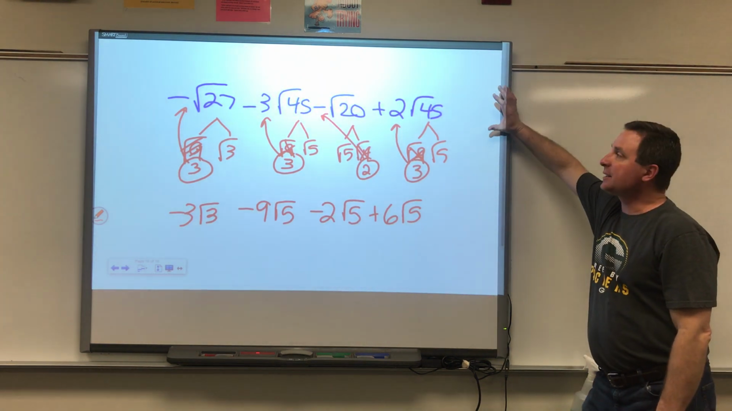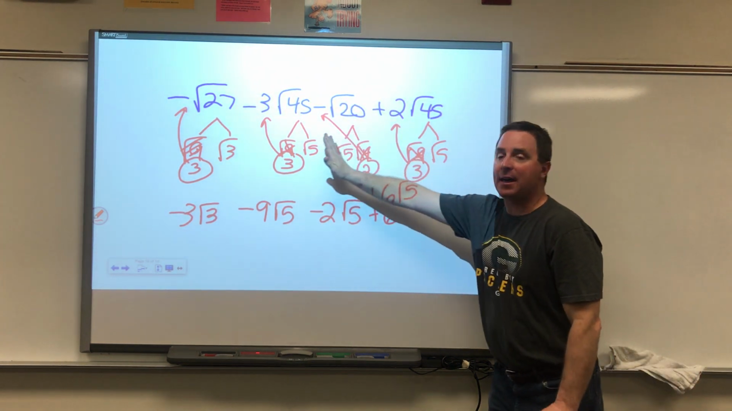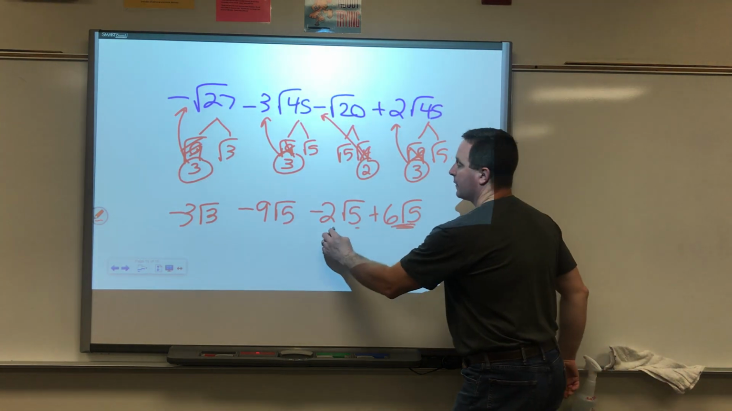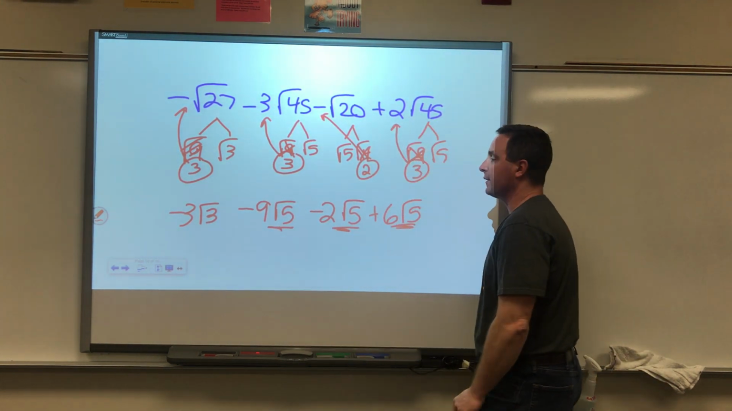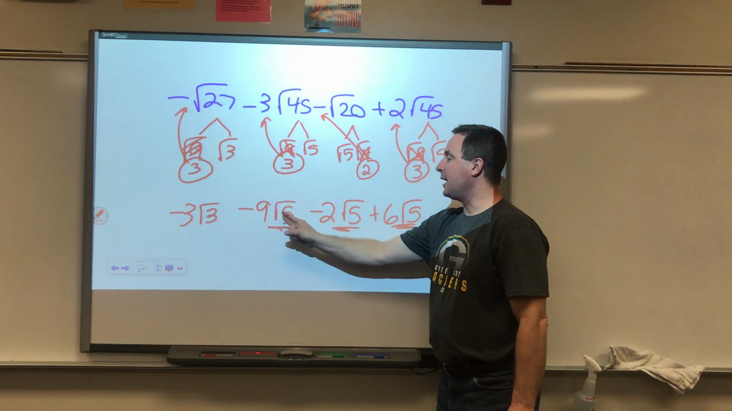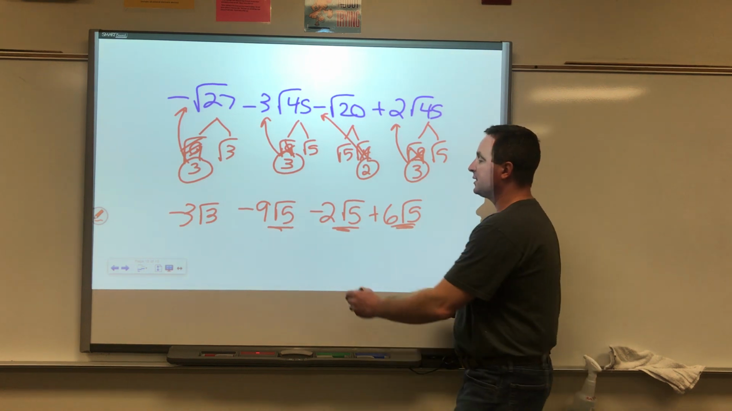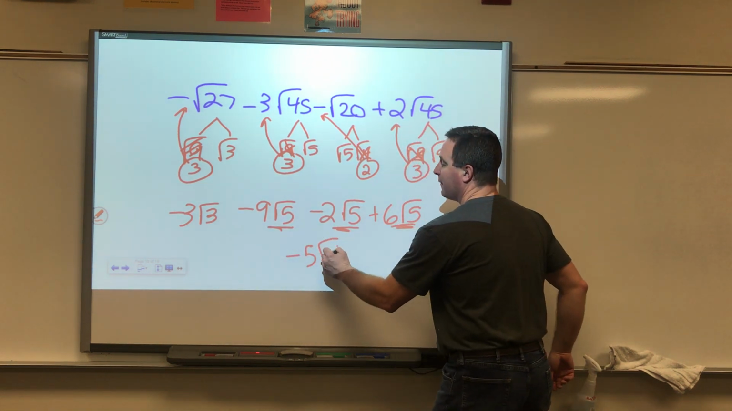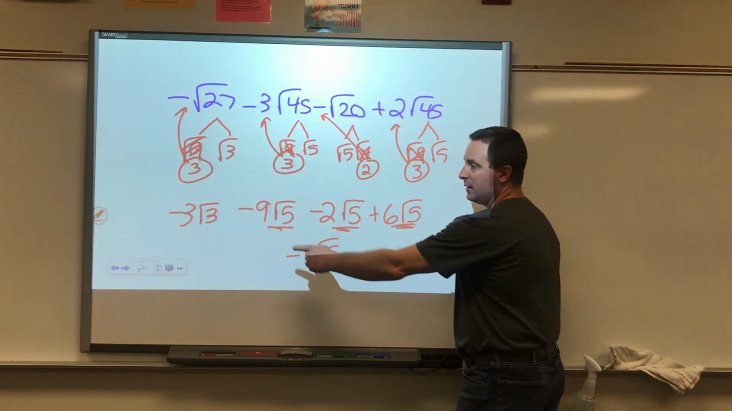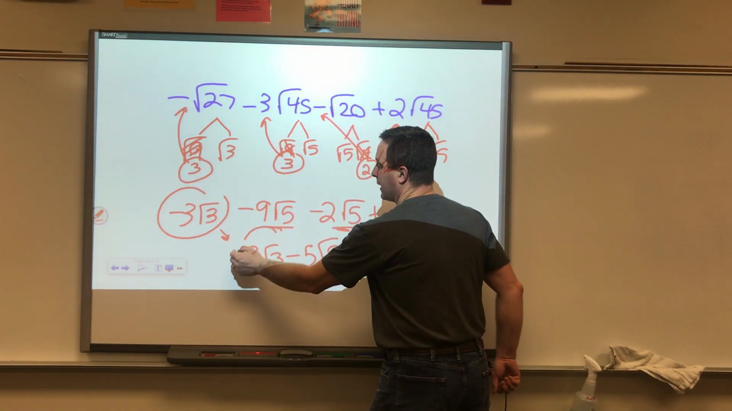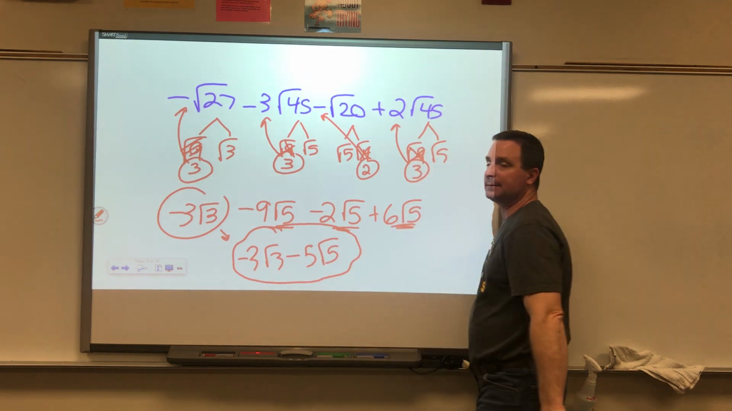Okay, so it's a little bit of work simplifying those. And again, I want to see that. And then go back and let's look at our like terms. I think I have several square roots of 5 there. Negative 9 minus 2 is negative 11. Negative 11 plus 6 is negative 5 square roots of 5. And then this guy just comes along, negative 3 square roots of 3. And there's my answer right there.